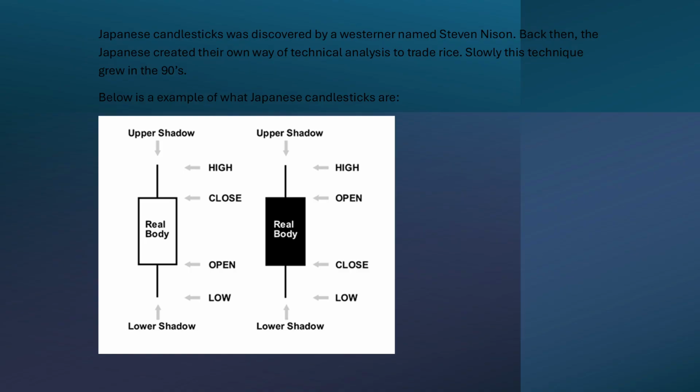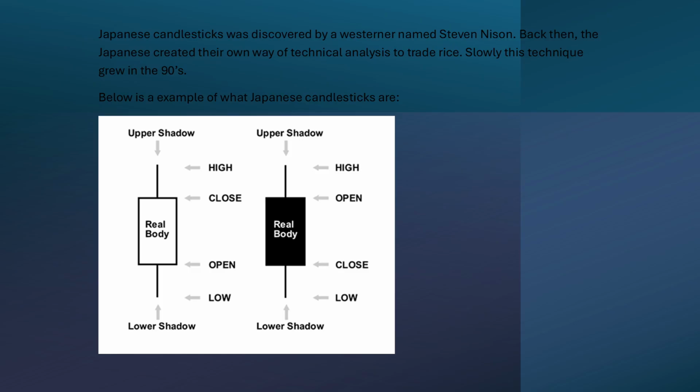Okay, first things first, we should know about the Japanese candlestick's origin. Japanese candlesticks were discovered by a Westerner named Steve Nison. Back then, the Japanese created their own way of technical analysis to trade rice. Slowly, this technique grew into the 90s.